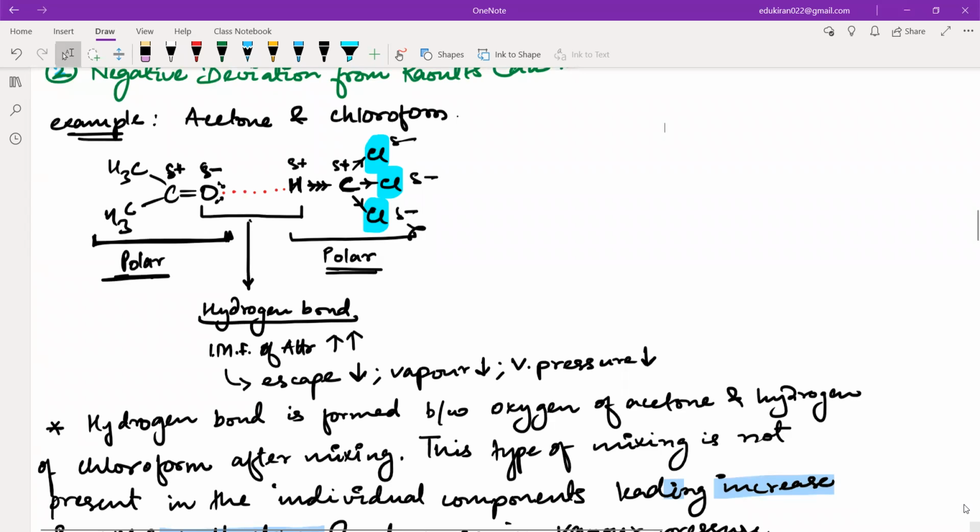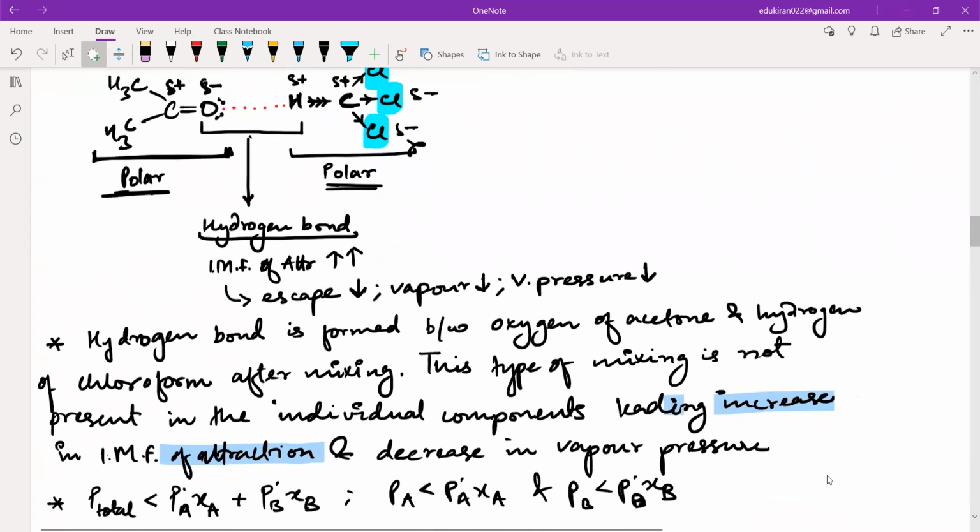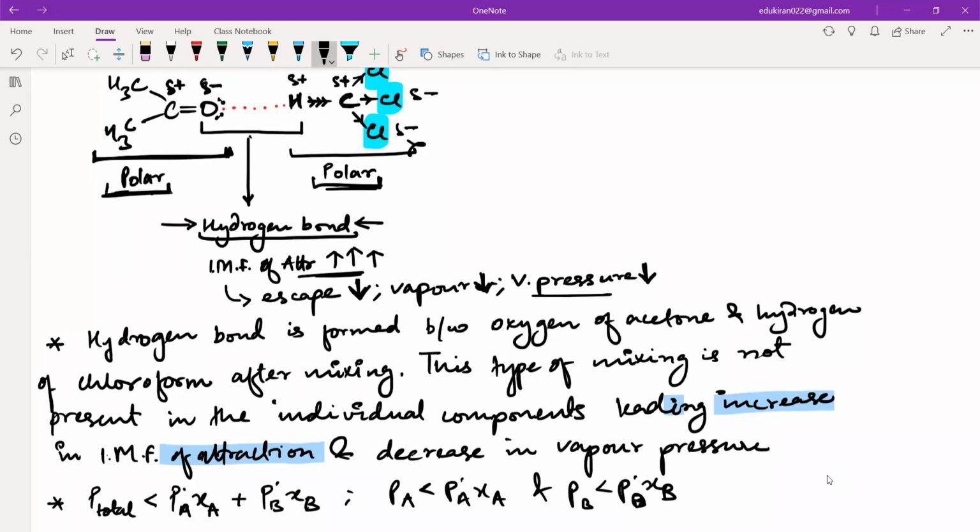So what is happening to the intermolecular force of attraction? If I look at intermolecular force of attraction, polar will have dipole moment, this polar will also have dipole moment. But after mixing, we will be getting hydrogen bonding, right? That means intermolecular force of attraction is increasing, right? Now, if the intermolecular force of attraction is increasing, that means the molecules will be escaping in a lower magnitude, yes or no? They will not be escaping easily. If they're not escaping easily, vapor pressure will be lower.